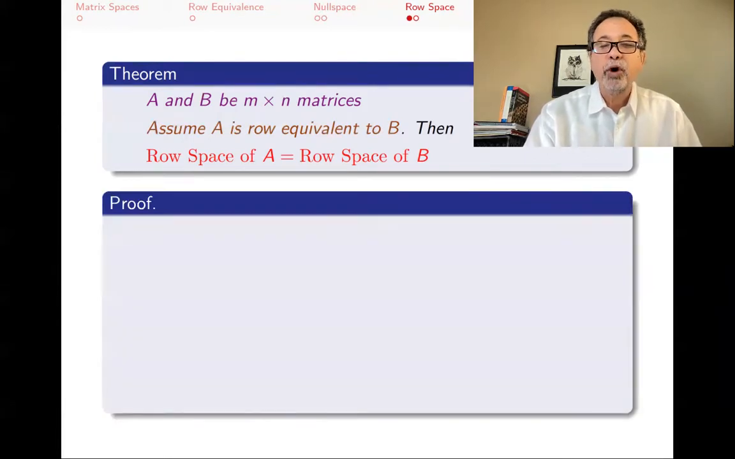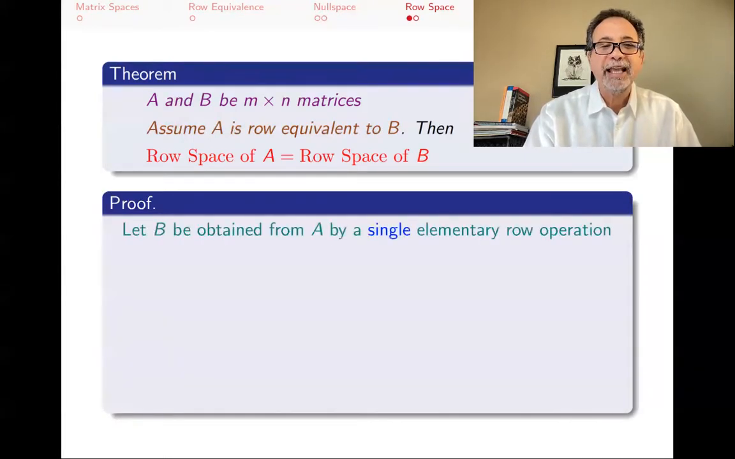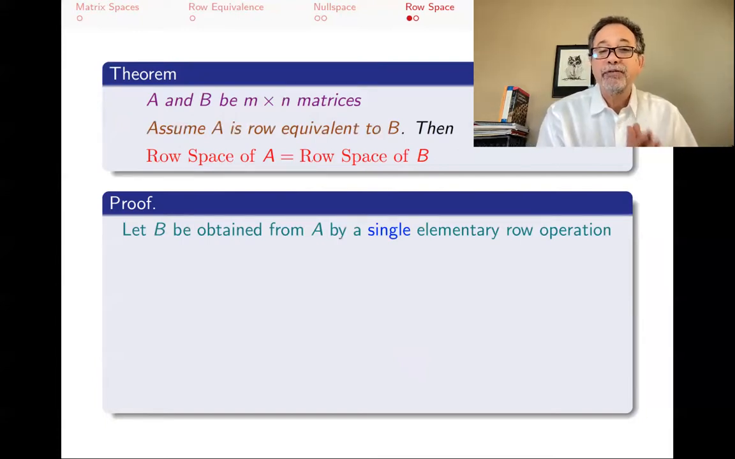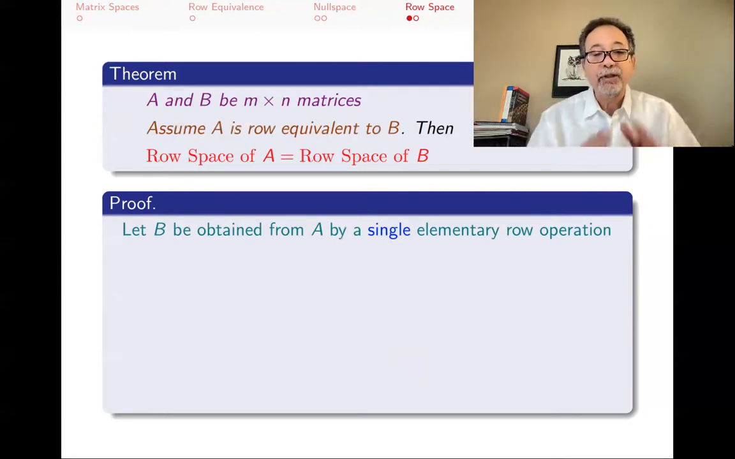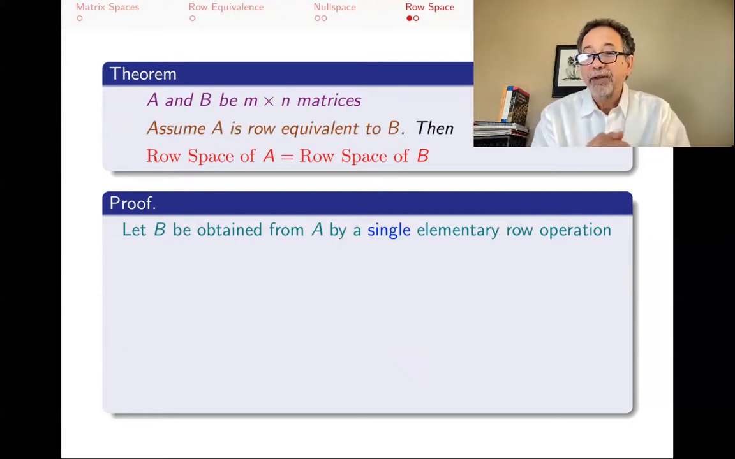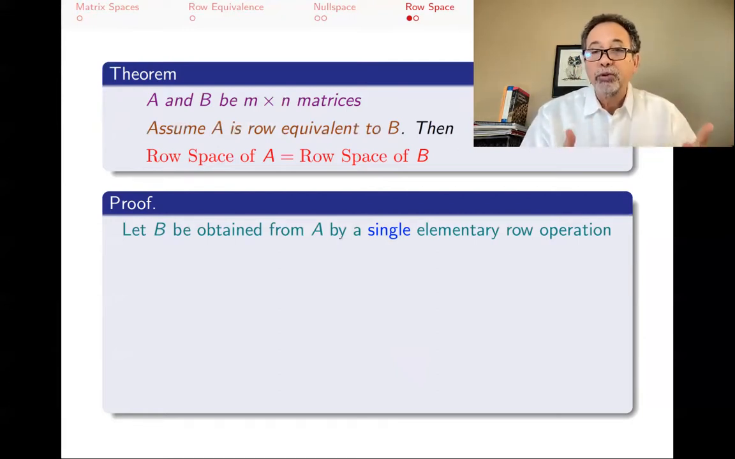In fact, we will do one more thing. Instead of saying that A is row equivalent to B, we only focus on the case where B is obtained from A by one elementary row operation, not by a sequence of them. If we can prove that the row space of this matrix B is the same as the row space of A, then it will be true for all row equivalent ones.